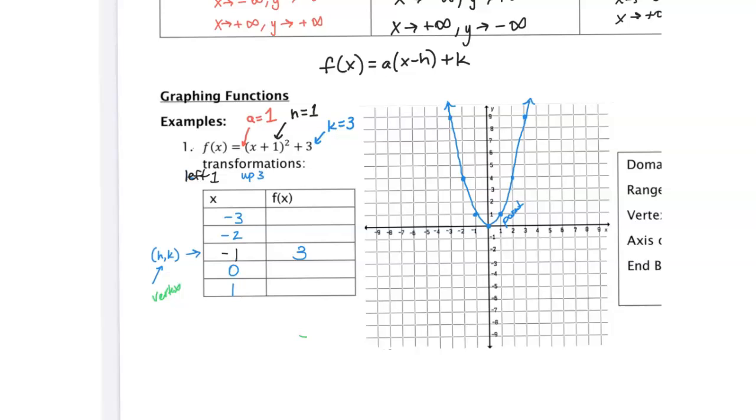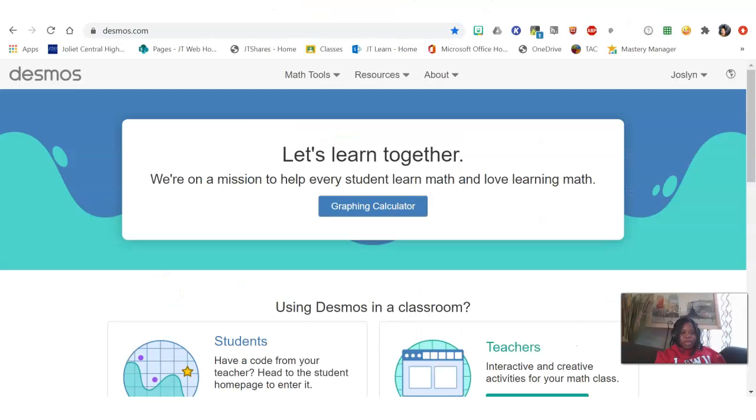From here, I am going to show you how you would figure the rest of this out by using Desmos to come up with your answers or your table of values. All right, so using Desmos, we can use Desmos.com in order to come up with the table for our graph. So the very first thing that you'll want to do is open up a new tab and type in Desmos.com. Next, we will click on Graphing Calculator.